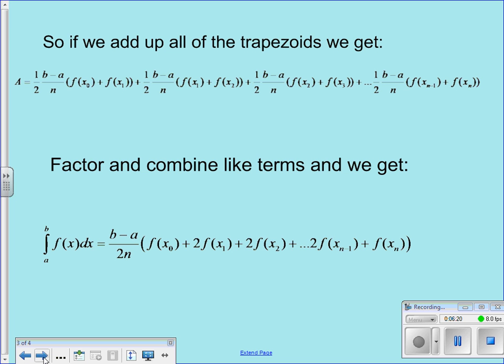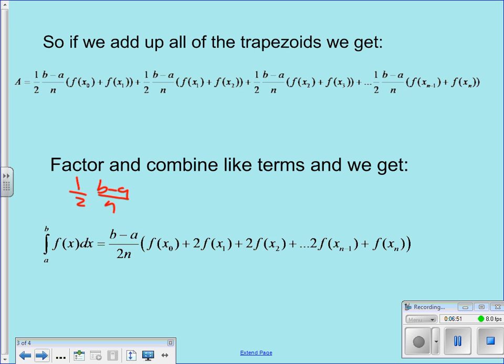If we take that, which is really nasty, would you really want to do that? No, but there is a formula. Pull out the 1/2, because it's 1/2 in every term, right? Pull out the b minus a over n. Pull that out. So that ends up being 1/2 times b minus a over n. Multiply the two, you get b minus a over 2n. That's these two here multiplied out, pulled out of each term.